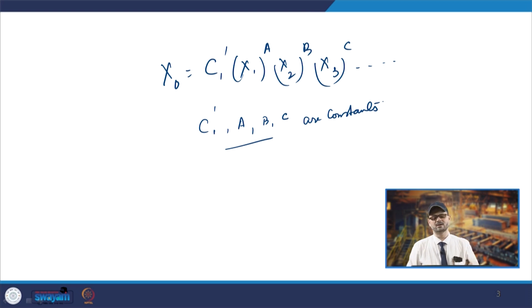So, we will see that they will be further equated on both these sides, and you can have the evaluation of these constants, and you can see how they can be expressed.